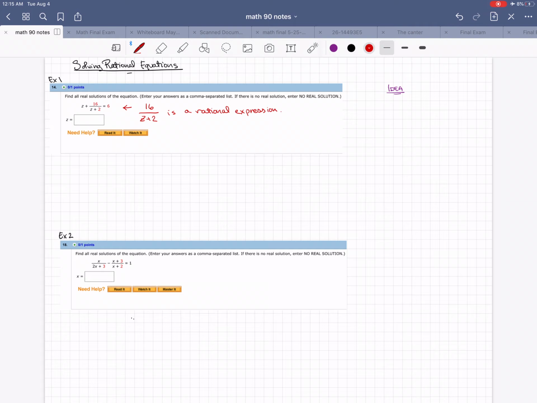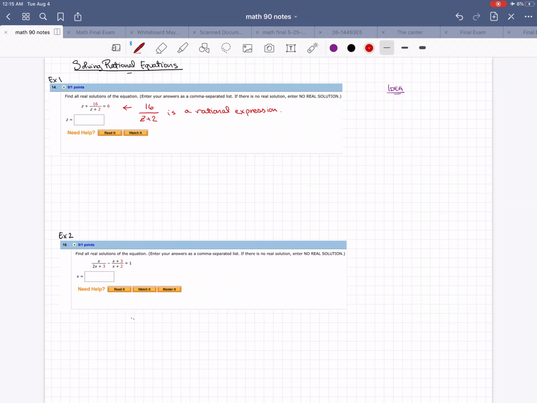And 16 over z plus 2 is called a rational expression because it is an expression that has a denominator that contains a variable. Looking ahead to example 2, you'll actually notice that we have two rational expressions present. We have x over 2x plus 3 and x minus 3 over x plus 2. So it's totally fine to have two totally different rational expressions in your equation. As long as there is one, it's called a rational equation.